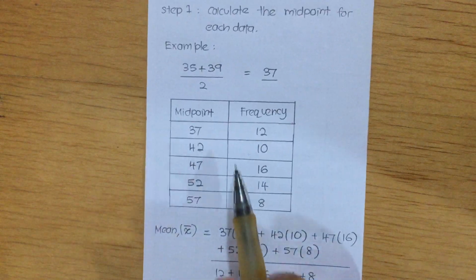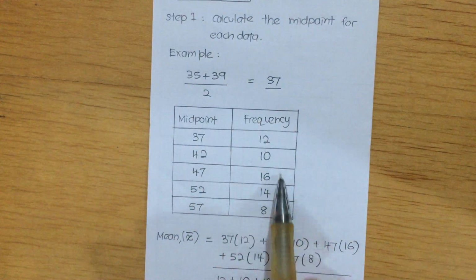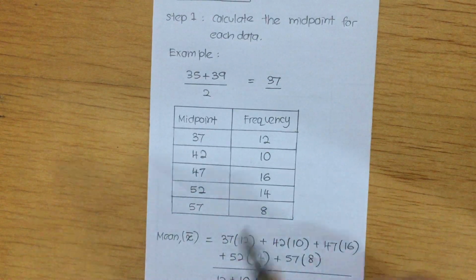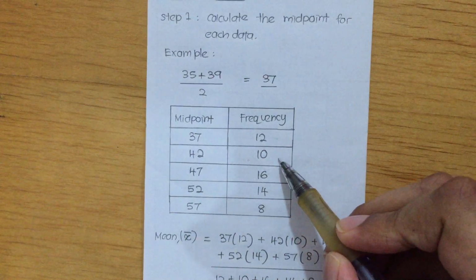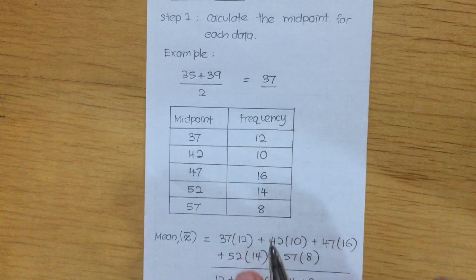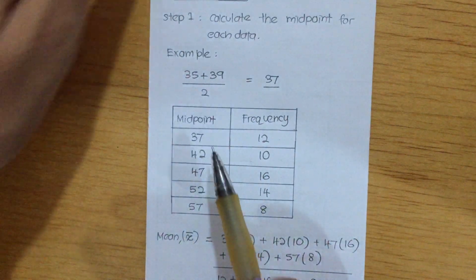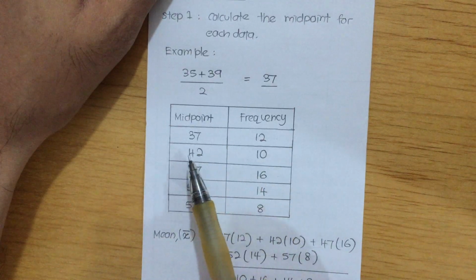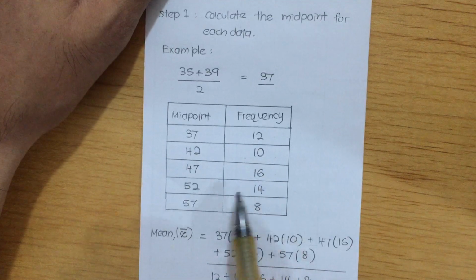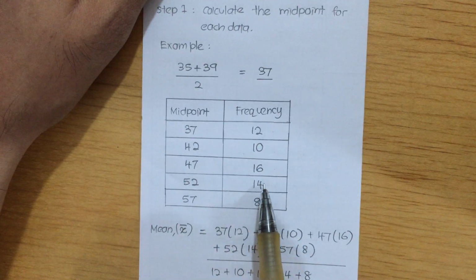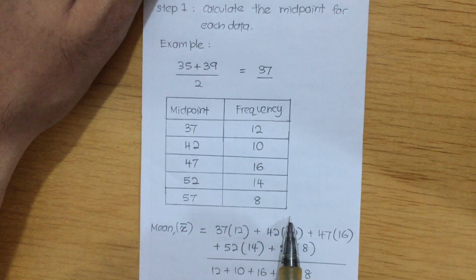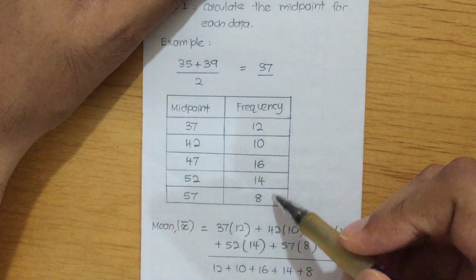Okay, I've already found the remaining midpoints over here with the respective frequencies: midpoints 37, 42, 47, 52 and 57, with frequencies 12, 10, 16, 14 and 8. So in this case, you just substitute into the mean. 37 times 12, plus 42 times 10, plus 47 times 16, plus 52 times 14, plus 57 times 8. Okay, you divide the whole summation of fx by the total frequency.